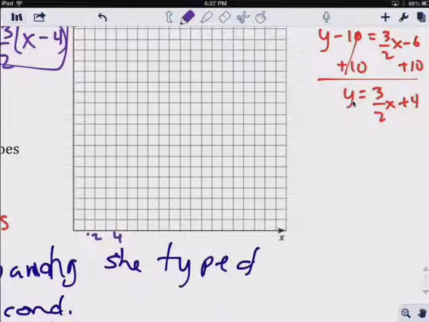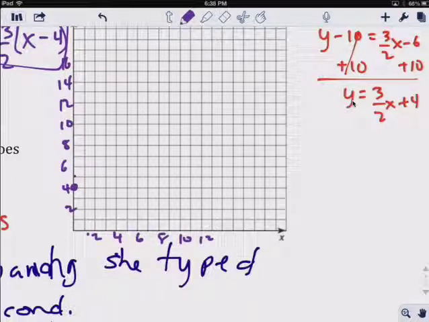2, 4, 6, 8, 10, 12, 14, 16, 18. So our y-intercept is at 4. From there, go up 3 over 2. Up 3 over 2. Okay.